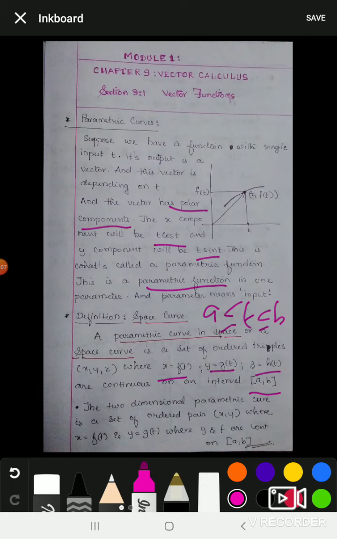The two-dimensional parametric curve is a set of ordered pairs (x, y) where x is f of t and y is g of t. Here there is no z function, where g and f are continuous functions on the closed interval [a, b].